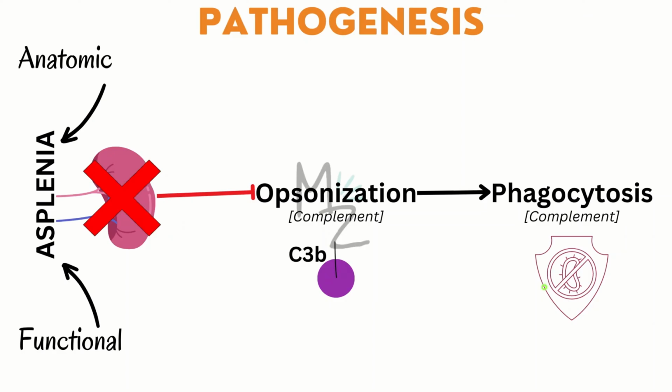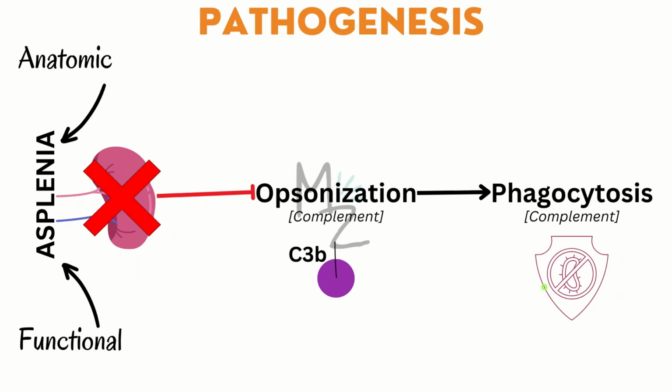And what happens if a person is having asplenia? Asplenia can be of 2 types. Number 1, anatomic. It can be due to surgical removal of the spleen or maybe due to an accident. And functional. It can be due to certain diseases like sickle cell anemia, where there is a crisis in the spleen and it is not responsible for performing its normal functions.